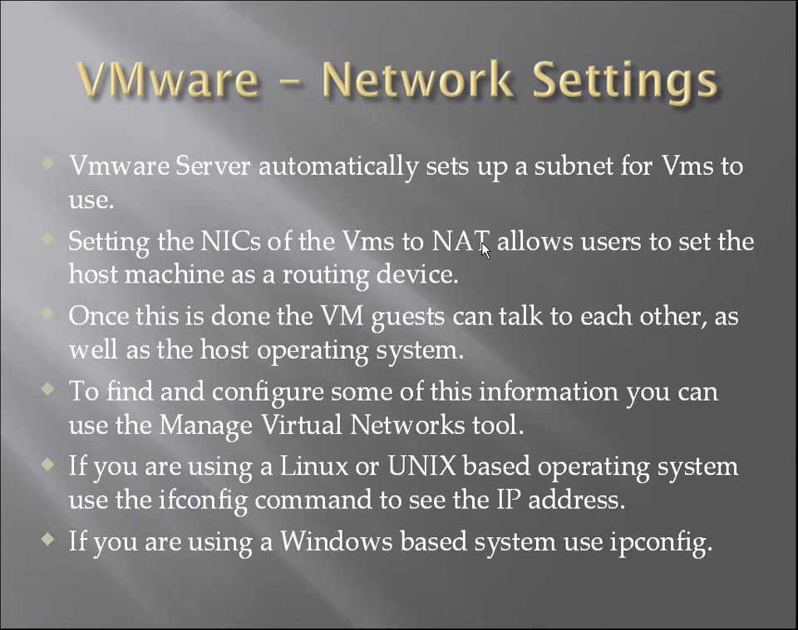Once this is done, the VM guests can talk to each other as well as with the host operating system, and you can find and configure some of this information using the virtual network tool that comes with VMware. If you're using a Linux or Unix-based operating system, once you're in your virtual machine, you type in ifconfig to get your IP address. Likewise, in Windows, you would type in ipconfig.